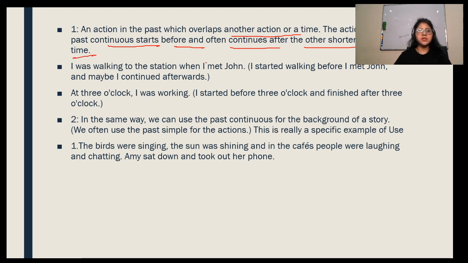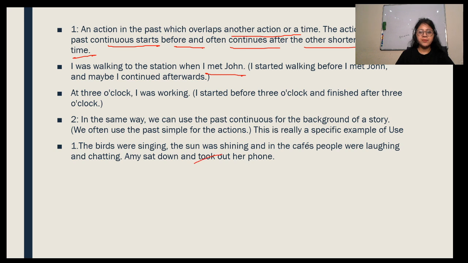I was walking to the station when I met John. So these are two actions in the past, and one action overlaps the other. One action is a longer action and the other action is a shorter action. That's what happens with the past continuous sentence. At 3 o'clock, I was working. So I started working before 3 o'clock and finished after 3 o'clock.